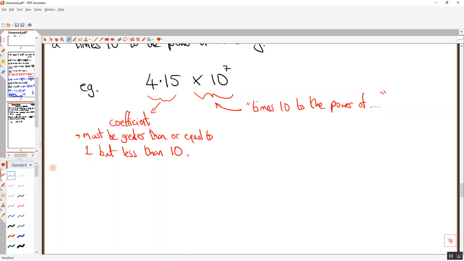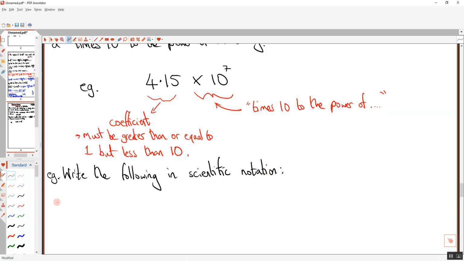Now actually putting numbers into scientific notation, dead easy. So we'll do the first one together to show you how we go from this into scientific notation.